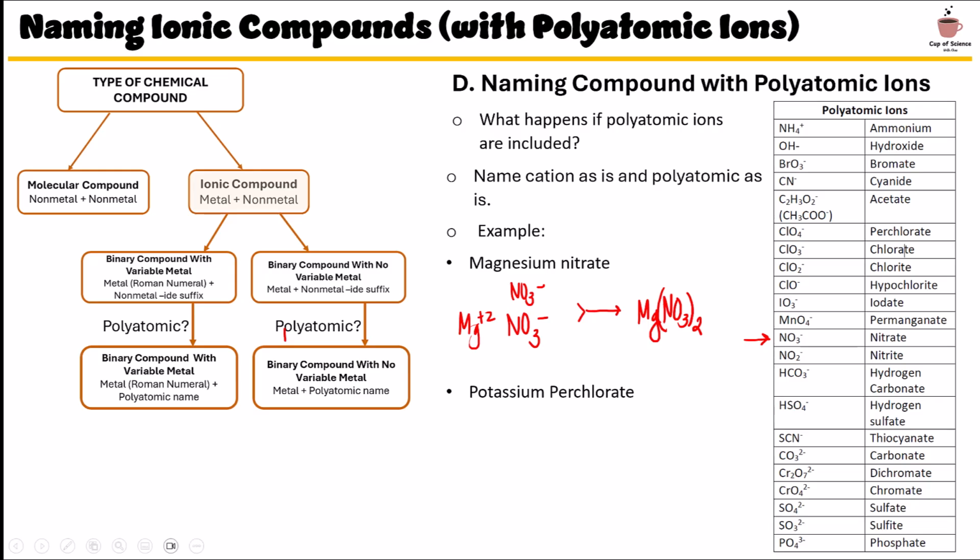Potassium perchlorate. So potassium is K, has a charge of plus. Perchlorate, if you look in this chart, it's located here, ClO4 negative. And you don't need any more perchlorate nor potassium since they're 1-to-1 ratio in charges. So therefore now we write KClO4. And that's it. You don't need a parentheses because there's only one of the perchlorate.